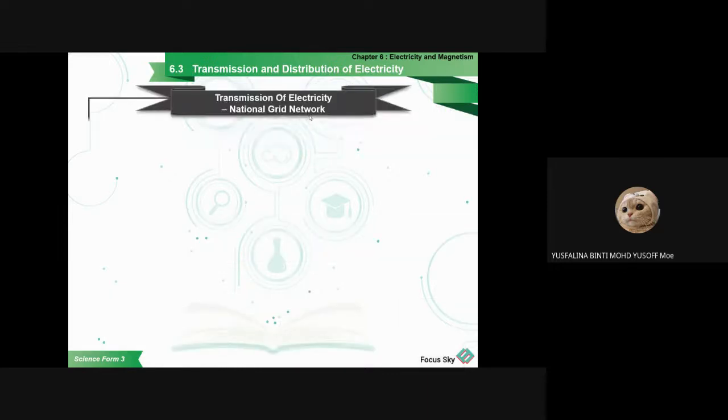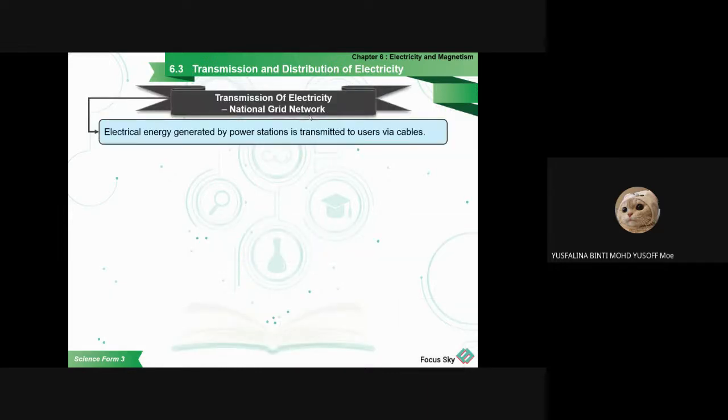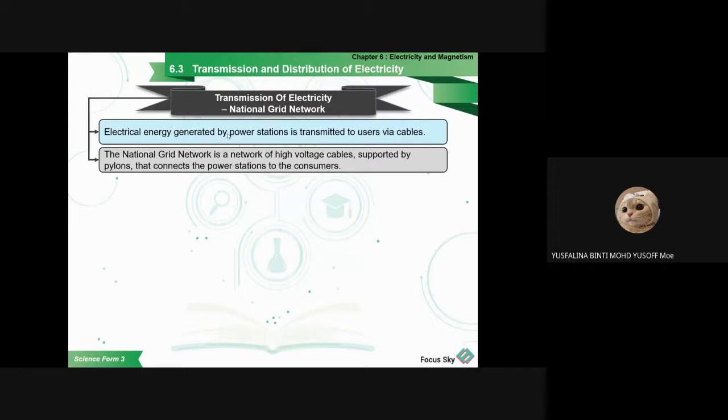So, the national grid network. Electric energy generated by the power station is transmitted to users via cables. Cables mean all the long wire, so that one we call cables. The national grid network is a network of high voltage cables, supported by the pylons, which you already saw just now, and it connects the power stations to the consumer.